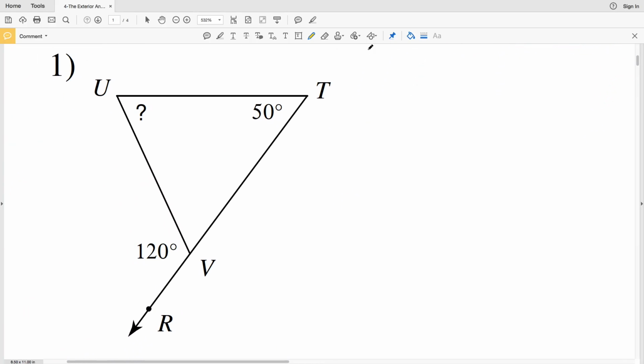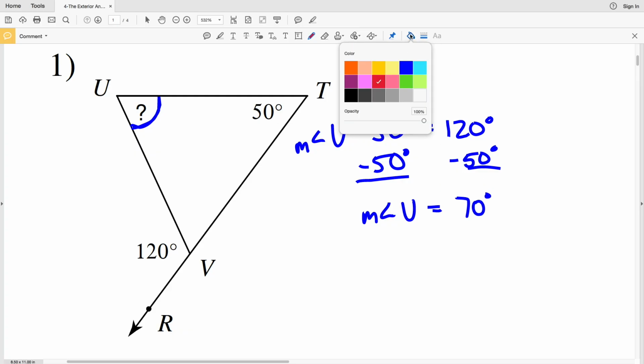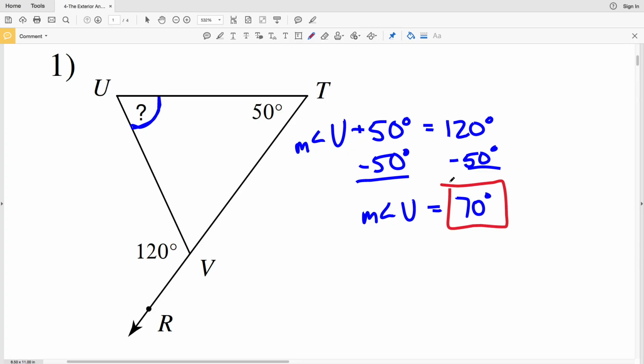So I'm finding the measure of the indicated angle, this angle here. So I know that the measure of angle U plus 50 degrees will equal my exterior angle, which is 120, since those are the non-adjacent angles. So I have U plus 50 degrees equals 120 degrees. So when I subtract 50 degrees from both sides, I get that the measure of angle U is equal to 120 minus 50, which is 70 degrees. So 70 degrees is my solution in number 1.